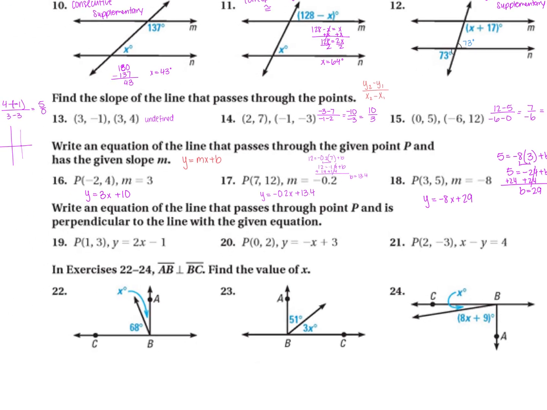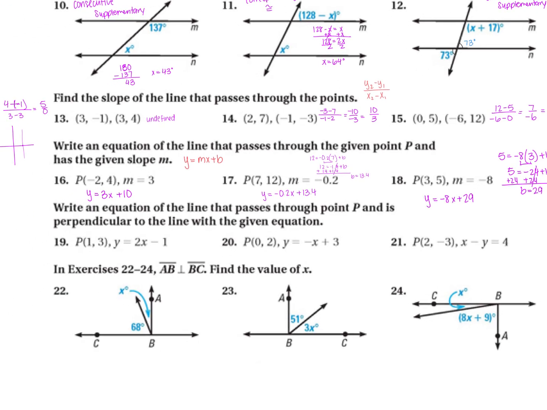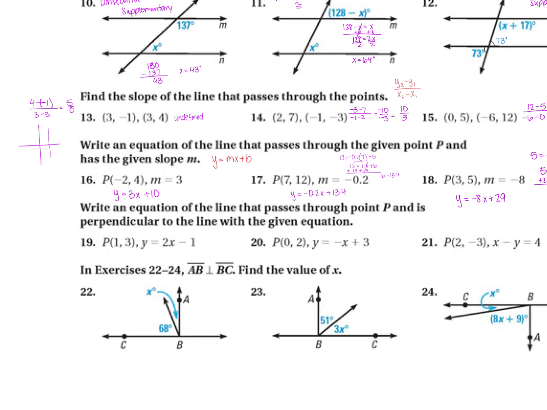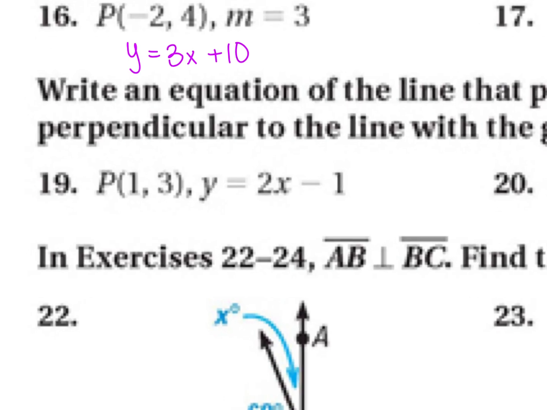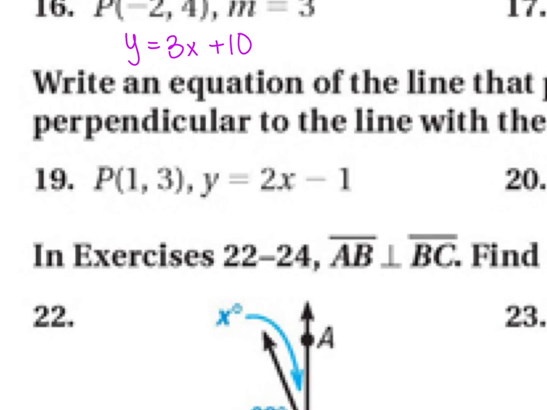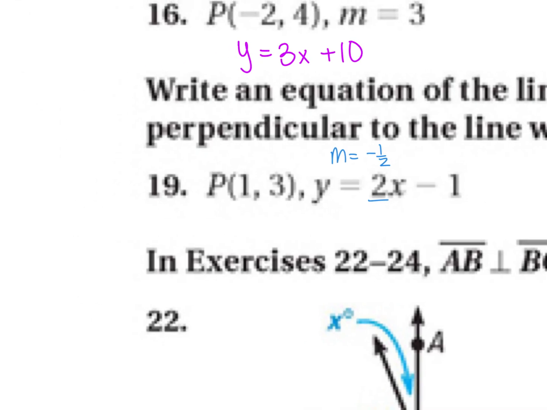The second section says write an equation of a line that passes through point P and is perpendicular to the line with the given equation. So when you are writing something perpendicular, don't forget you have to use the opposite reciprocal slope. So the slope here is 2. My new slope is going to be m equals negative 1 over 2. So that's what I'm going to use when I'm solving.